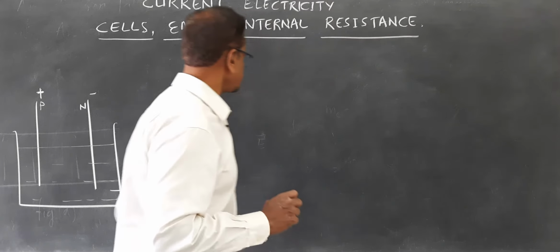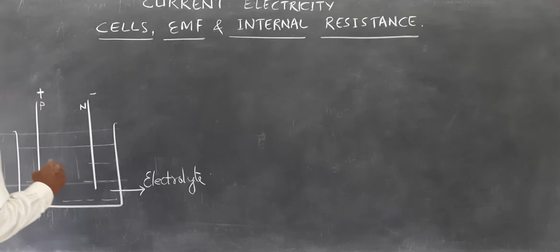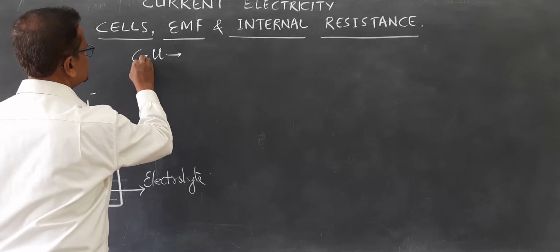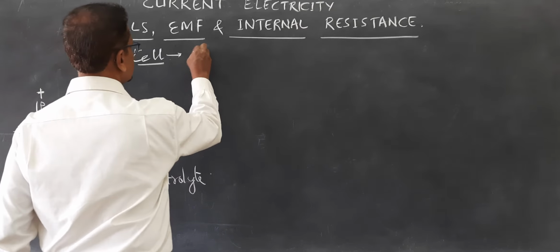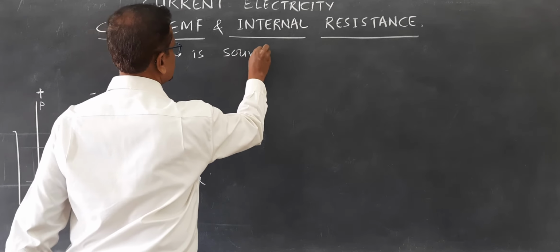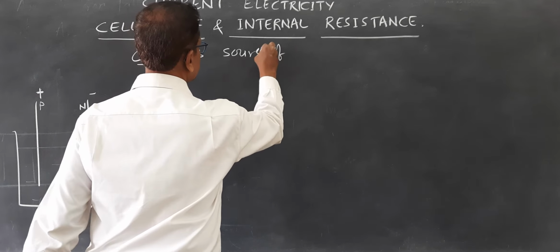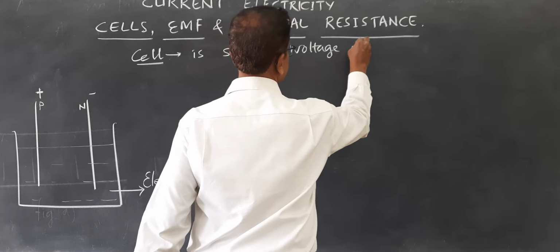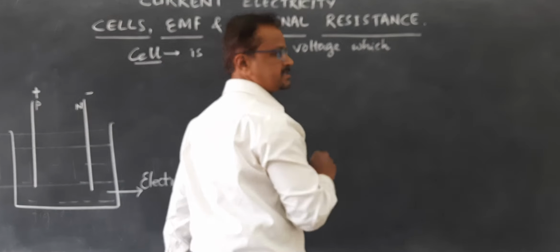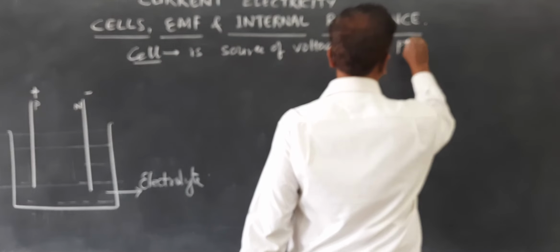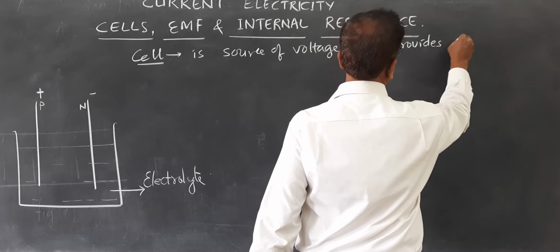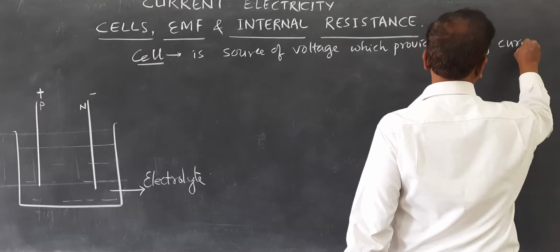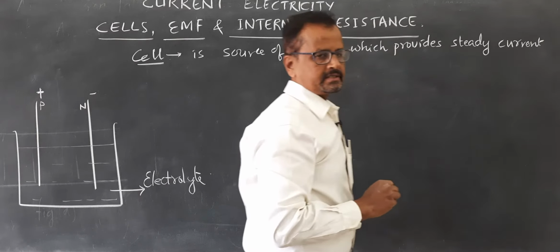Now, what is a cell? It is a source of electric field or voltage which supplies steady current through the circuit, right?